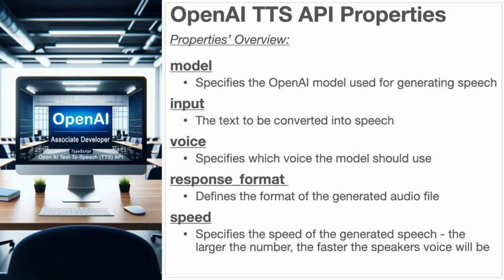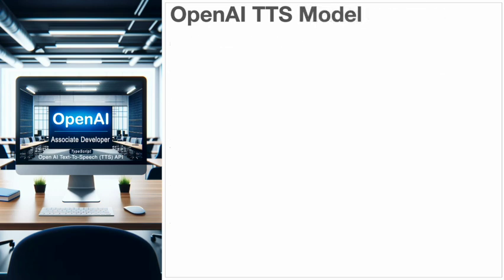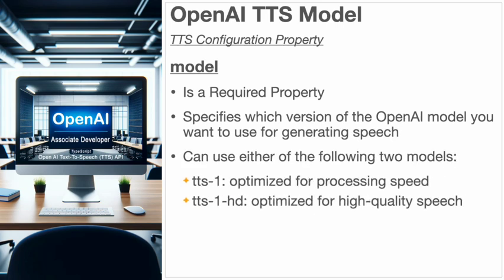First, we'll talk about the model property. The model property specifies which version of the OpenAI model you want to use for generating speech. For TTS, we can use either of the following two models: TTS-1, which is optimized for processing speed, or TTS-1-HD, which is optimized for high-quality speech. These two are both advanced models providing high-quality speech synthesis and is a required configuration property.